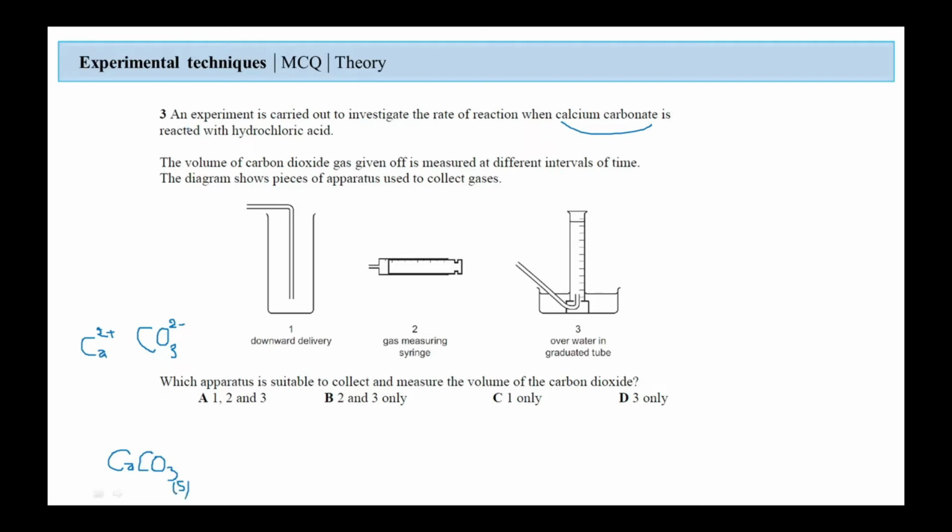Now, the calcium carbonate is reacted with hydrochloric acid. Hydrochloric acid formula is HCl.